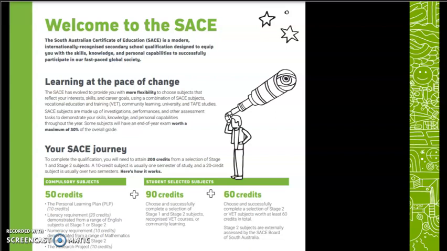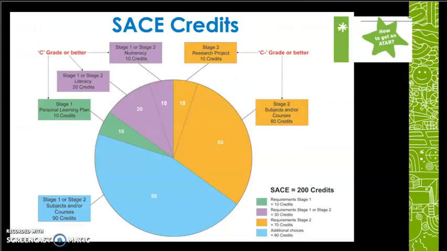The SACE is made up of three components: compulsory subjects, Stage 1 requirements, and then Stage 2 requirements. I'll explain it through this pie chart. If we start at the green section, that's our PLP that we begin in Year 10. When we move on to the first larger purple section, they are a compulsory literacy requirement which is undertaken usually in Year 11, but sometimes in Year 10 as well.